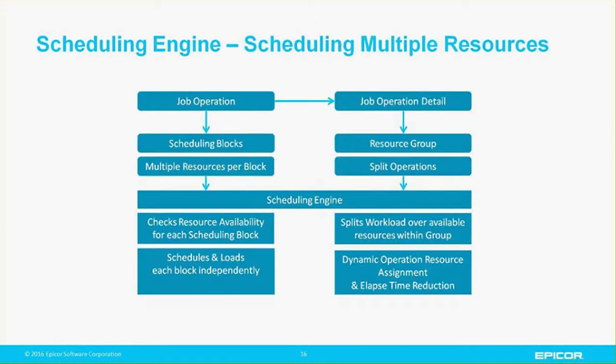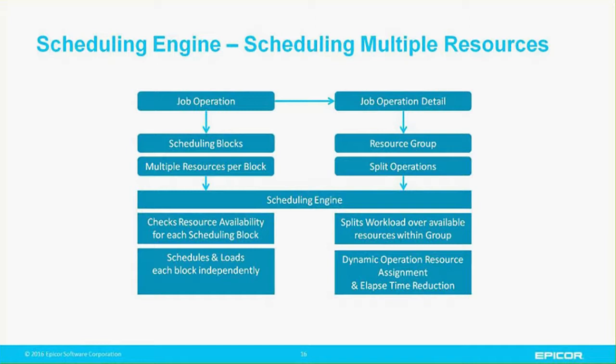There are two ways in which the scheduling engine can schedule operations across multiple resources. The first is through the use of scheduling blocks defined against an operation. Each operation holds a list of the resources needed to perform an operation in terms of both setup and runtime. This group of resources represents a scheduling block. When multiple blocks are specified, then the scheduling engine must find available resources for each block and then schedule and load each block independently.